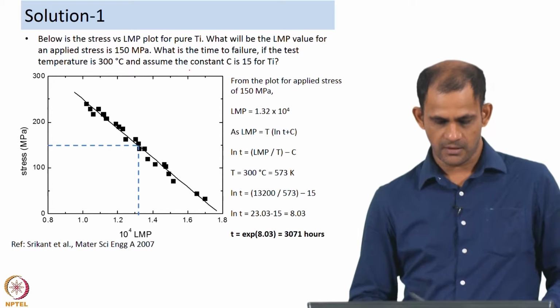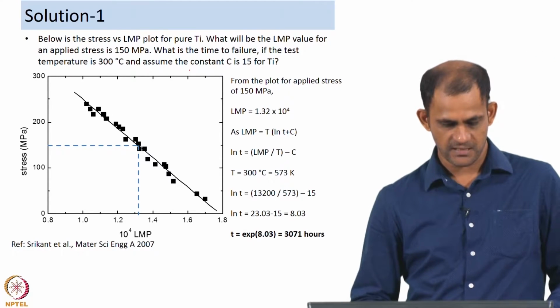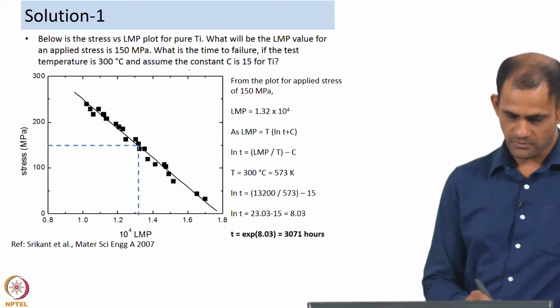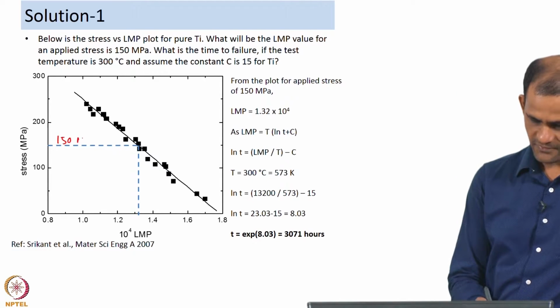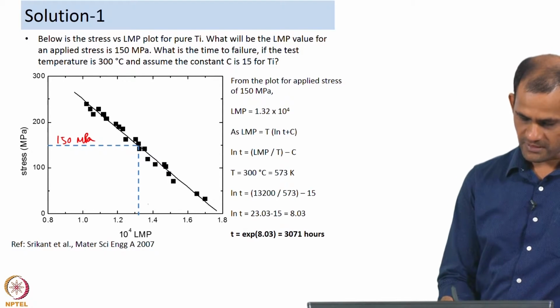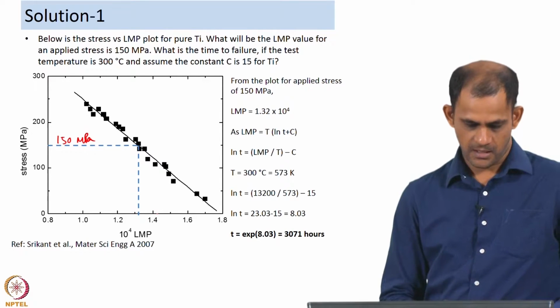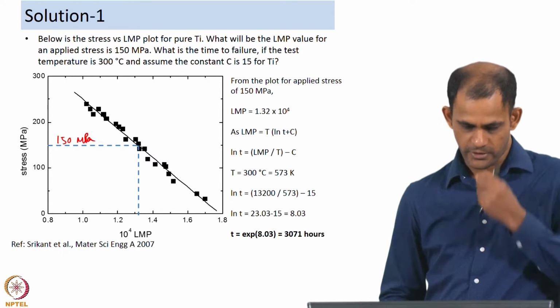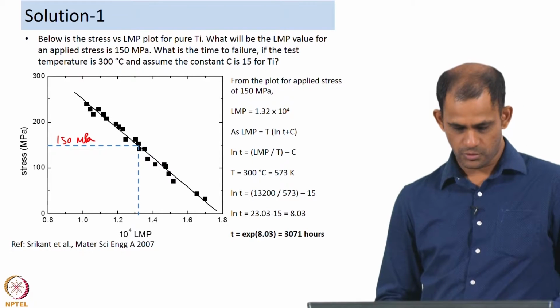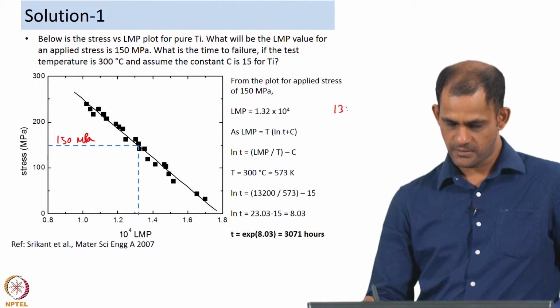So, first is what is the LMP value for the applied stress if the applied stress is 150 MPa. So, if you look at the plot, this is 150 MPa. So, corresponding to 150 MPa, you have LMP of approximately 1.32 into 10 to the power 4. So, you have an LMP value of 13,200.